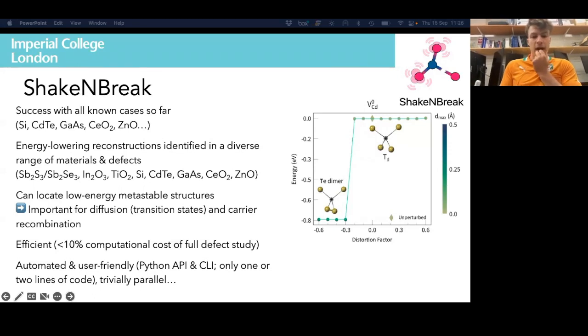We find that it also can work well to locate low energy metastable structures, which are also important for diffusion and carrier recombination in materials. And it works out to be relatively efficient, coming to typically less than 10% of the computational cost of a full defect study through our use of these numerically inaccurate but qualitatively accurate parameters for the structure searching.